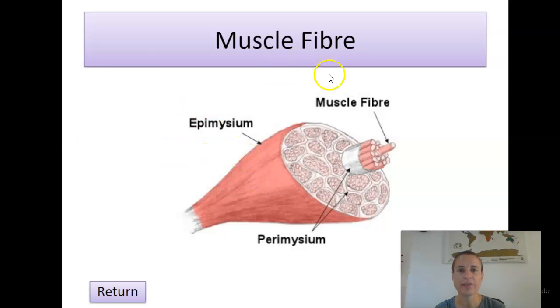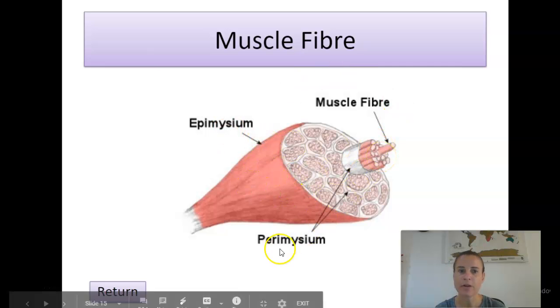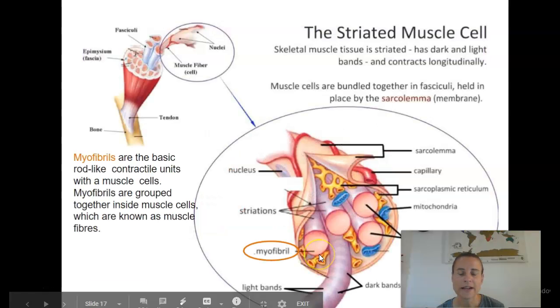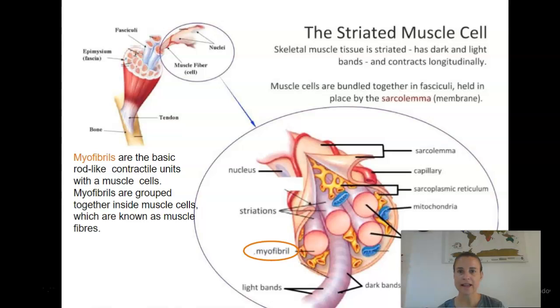So we're aware of this outline of a muscle fiber. You should be able to label these things, the perimysium, the epimysium, and then we have these myofibrils, the muscle fibers. We know that when a muscle contracts, it gets shorter, but in this lesson we're going to be talking about exactly how that happens. Alright, so here we've got the striated muscle cell.